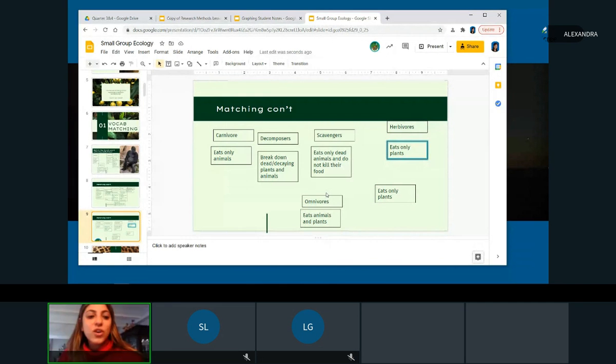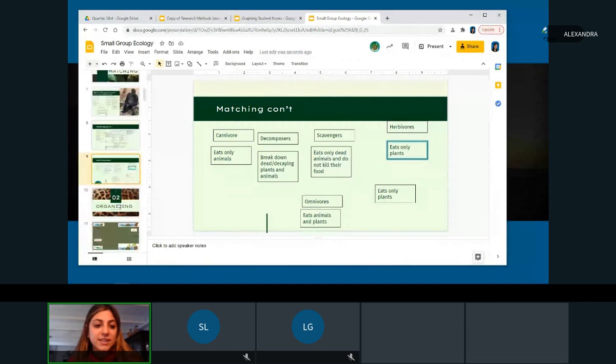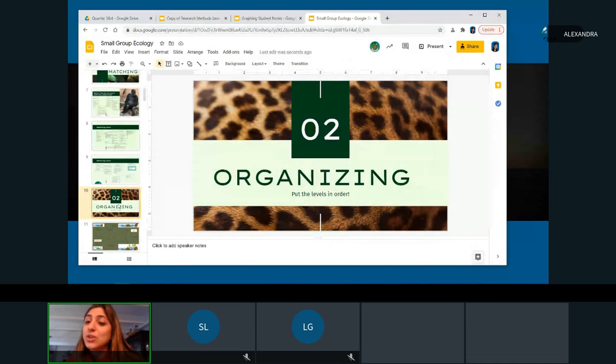Good. So we have a solid understanding of some of these definitions and these vocabulary words. And that is just the beginning, right? We are just starting to understand it. If you understand the vocabulary words, you're in a great place for understanding the content. So let's go ahead and practice organizing, or putting these levels in order.